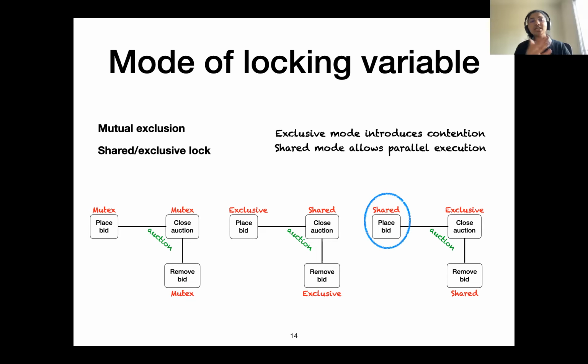In the case of this particular example, as we saw earlier, place bid is the most frequent operation. So taking a shared mode for place bid makes sense because we can allow as much parallelism as possible. So these are the examples. We'll come into the metrics later on.